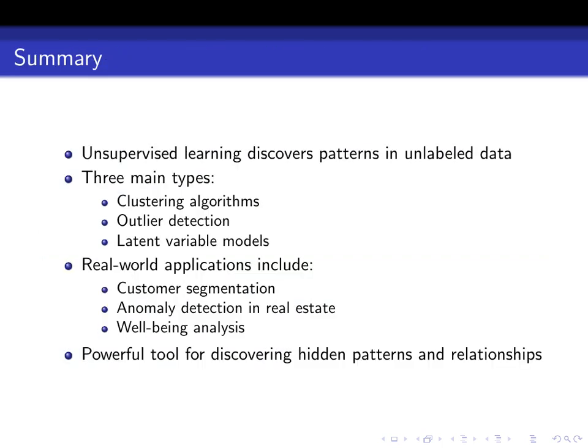To wrap up what we've learned today, unsupervised learning is a powerful approach for discovering patterns in unlabeled data. We covered the 3 main types: clustering algorithms, outlier detection, and latent variable models. We saw how these techniques are applied in real-world scenarios like customer segmentation, anomaly detection in real estate, and well-being analysis. These tools give us powerful ways to uncover hidden patterns and relationships in our data.